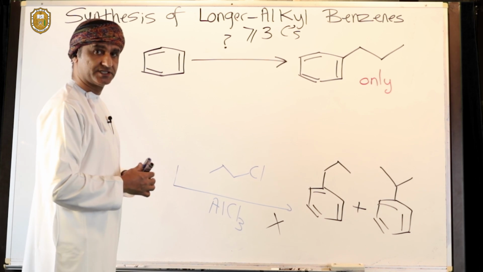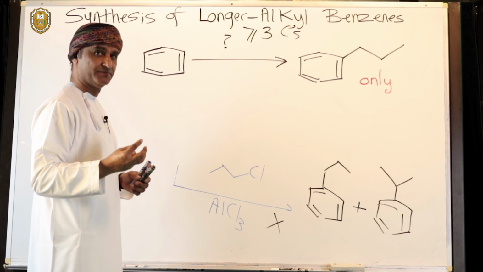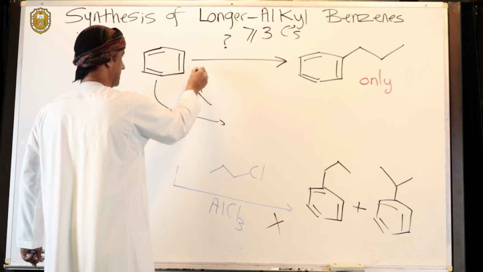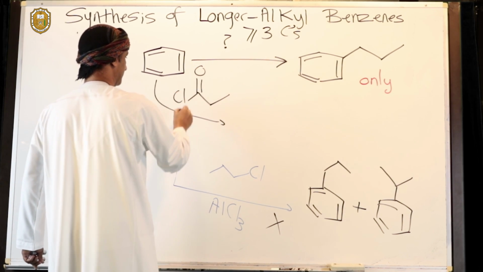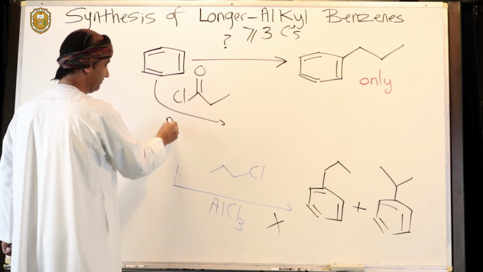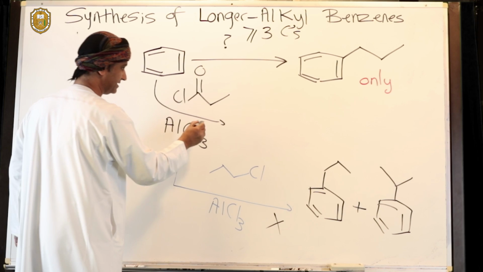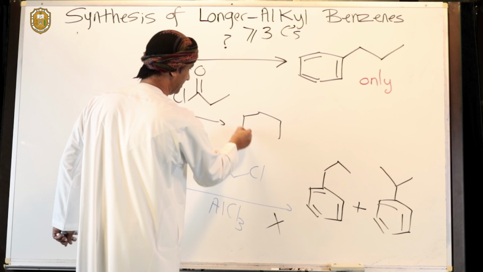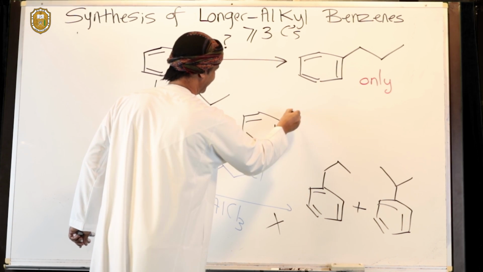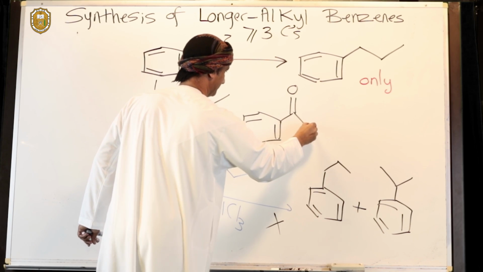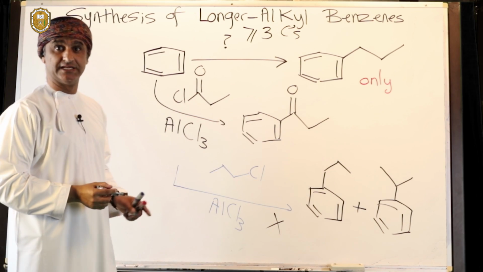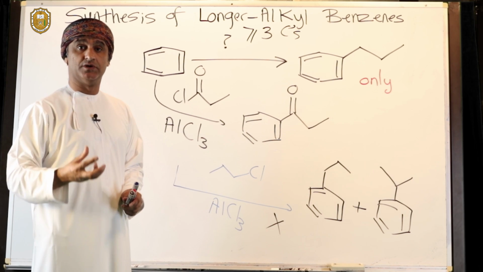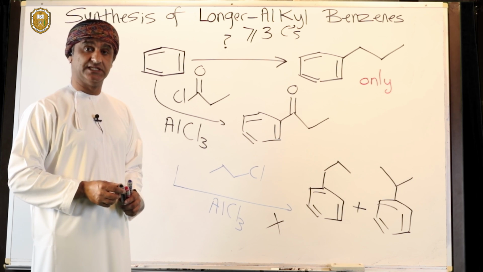The first step is Friedel-Crafts acylation using an acid chloride that consists of 3 carbons, so propanoyl chloride in the presence of aluminum chloride. This should give the corresponding ketone as expected. This is, of course, Friedel-Crafts acylation. The expected ketone, or acyl benzene, is obtained.